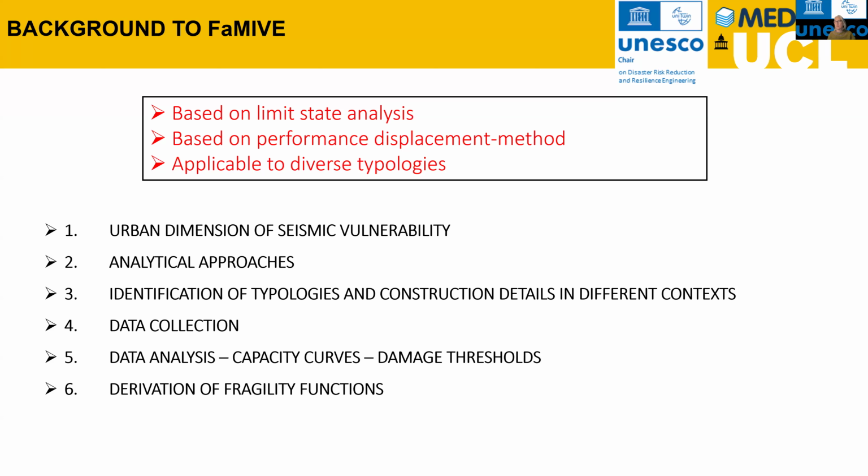In this particular case, we use an analytical approach rather than an empirical approach, as we have just seen. We use a model called FAMIVE, which we have already introduced in previous webinars. So please, if you want to know more, go back to our UNESCO chair page and look for it. The system is based on limit state analysis and on performance displacement methods, and it's applicable to different typologies, but basically and mainly to masonry structures. I will illustrate these 6 points. So Asana, if you want to quickly progress.